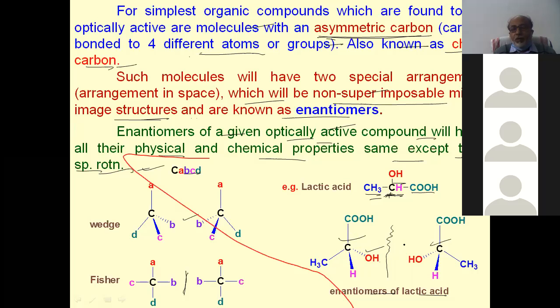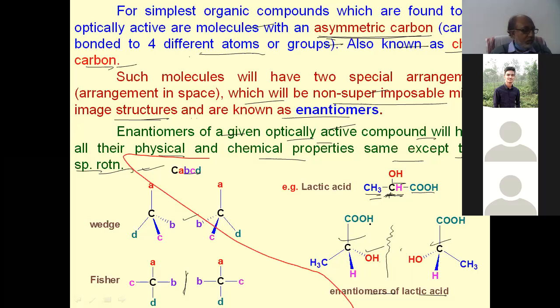Okay, now can you tell me which one is going to be dextrorotatory and which one will be levorotatory? Can you tell by looking at the structure? The OH group on the right hand side will be dextrorotatory.